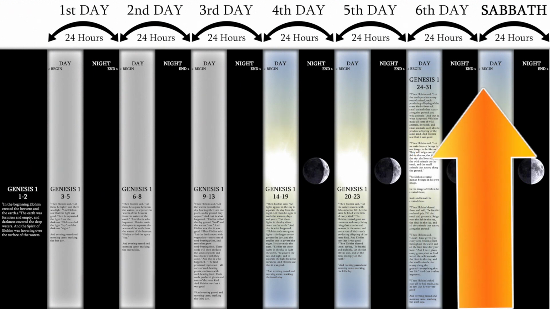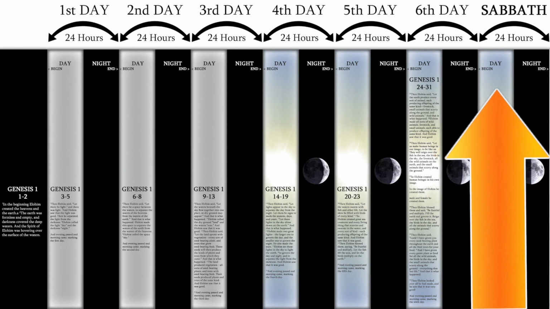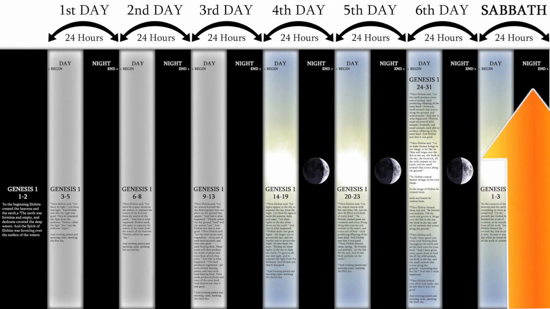And then on the morning of the seventh, our Heavenly Father kept the Sabbath. He kept the Sabbath right here in the morning of the seventh. So you have 12 hours of daylight in the Sabbath and 12 hours of nighttime in the Sabbath. I hope this has been helpful. I hope you understand this.